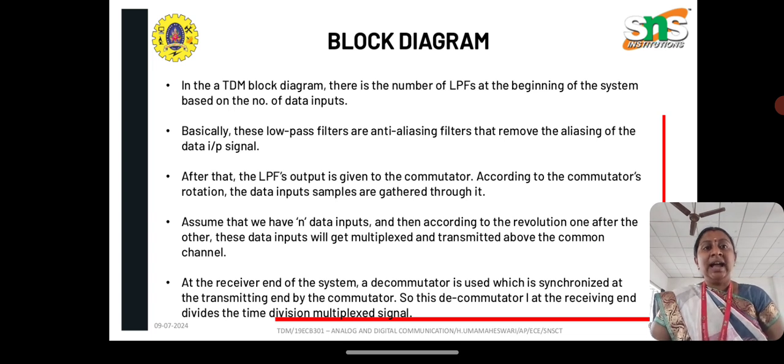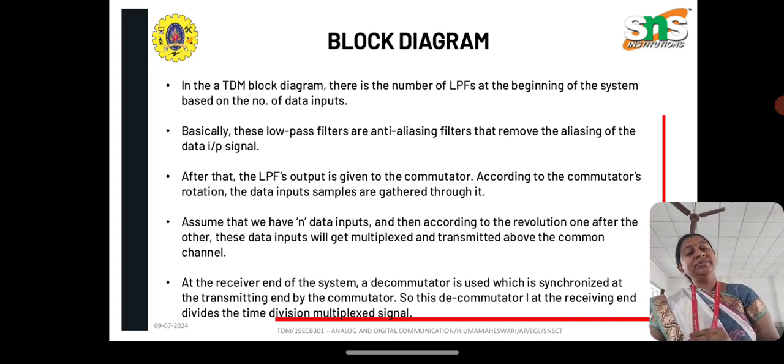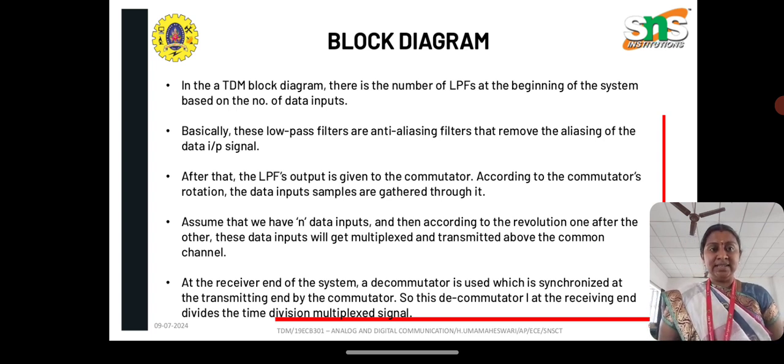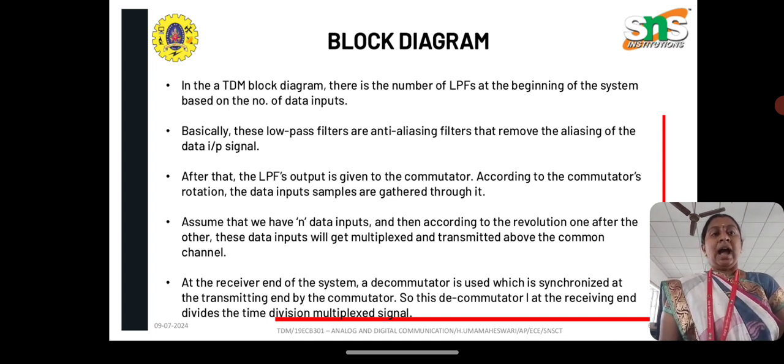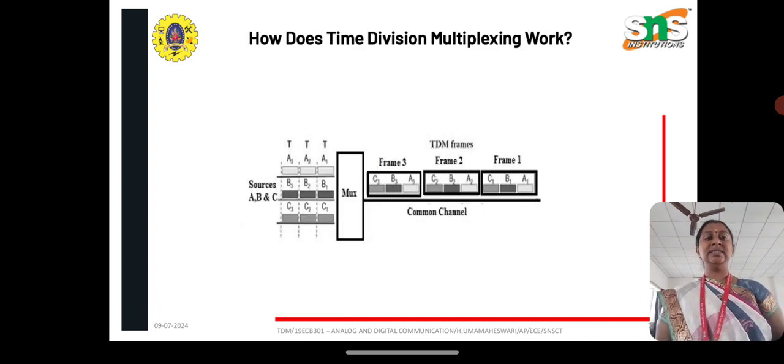The output from the low pass filter is given to the commutator, where according to the commutator's rotation, the data input samples are gathered. At the receiver end of the system, a decommutator is used, which is synchronized with the commutator at the transmitting end. So this decommutator at the receiving end divides the time division multiplexed signal.